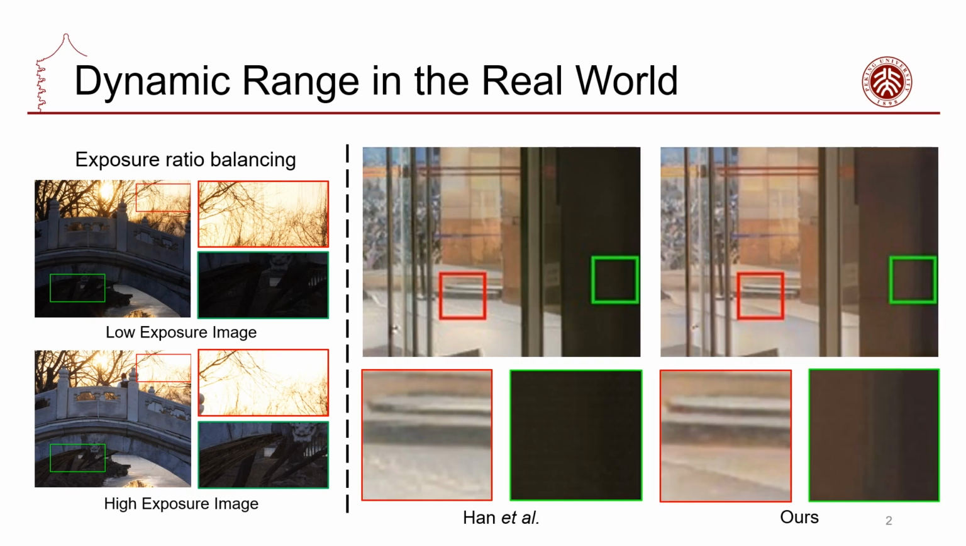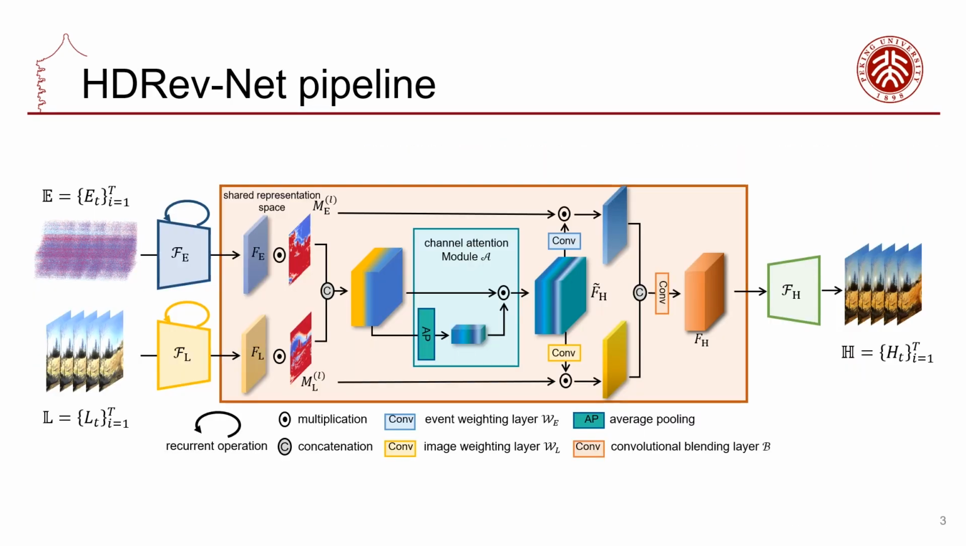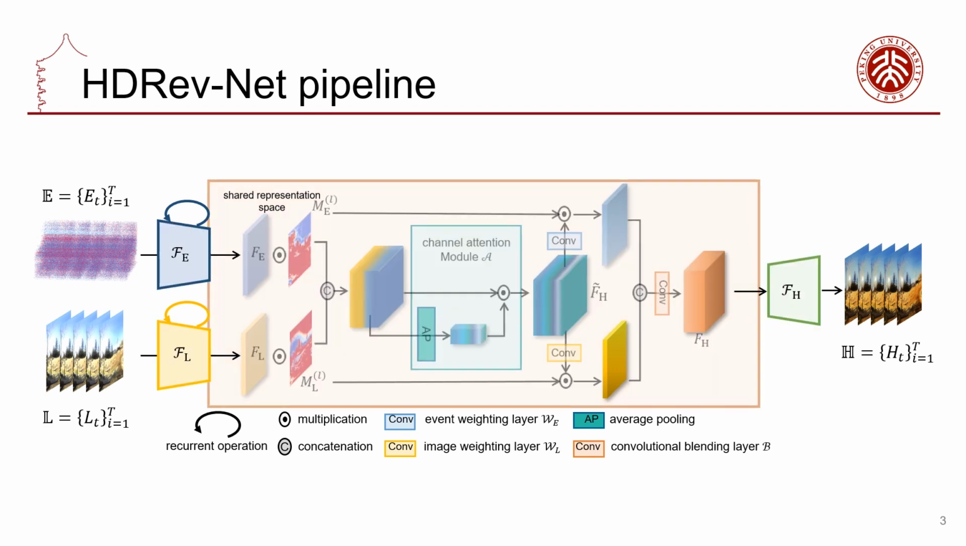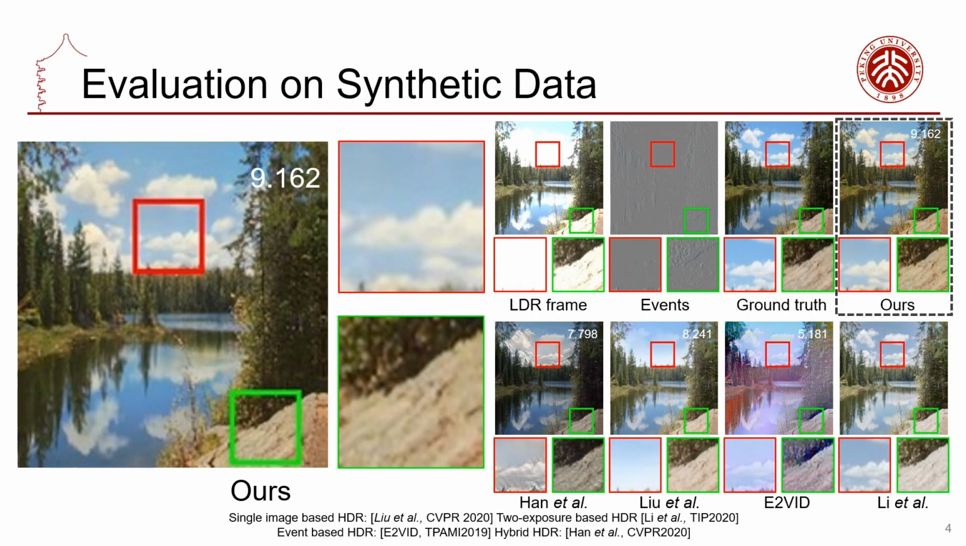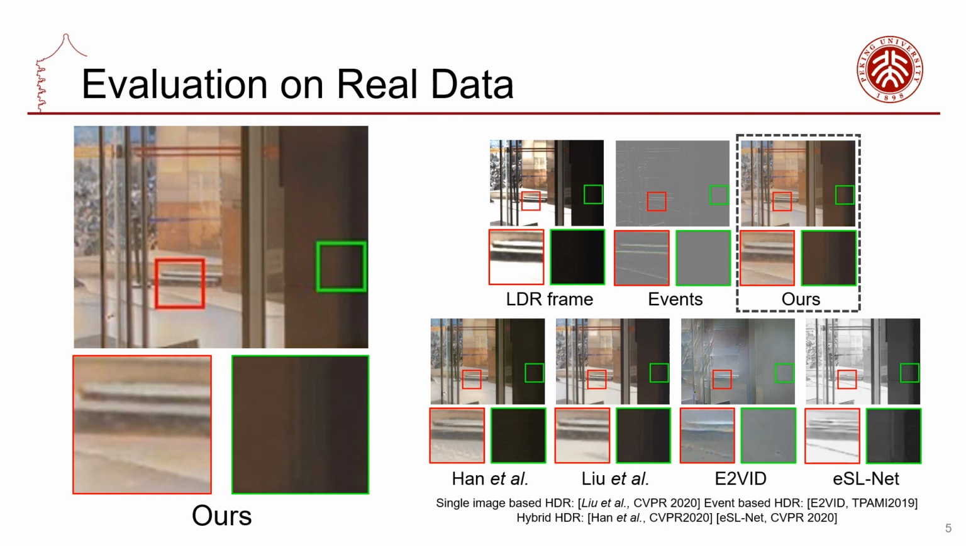However, integrating events with LDR video is challenging due to their inconsistency. In this paper, we propose a multimodal learning framework which consists of three parts: multimodal alignment, confidence-guided fusion, and temporal context encoding. Experiments show that the proposed method demonstrates state-of-the-art performance for both synthetic and real data.